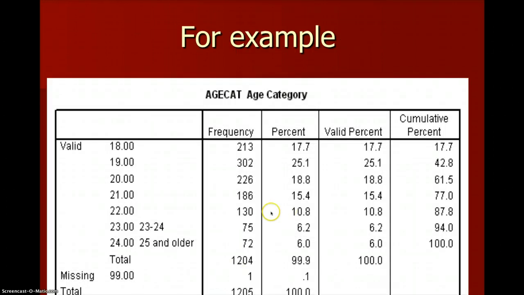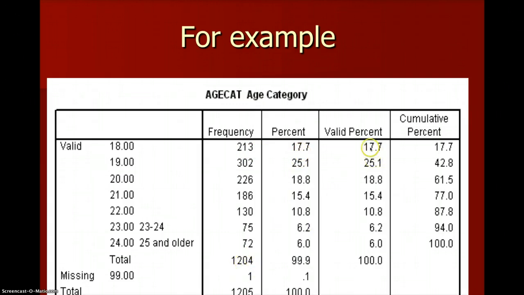So, for example, this is one way in which data can be represented, and what this shows us is the age of participants in a study. So there's students that are 18 years old, students that are 19-year-olds. This is the type of data. This shows us how many, the frequency by which this value is represented. This shows us the actual percent of people that this group represents. So this 213 is 17.7% of the entire sample.